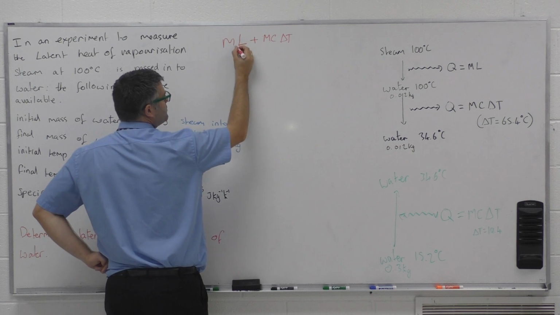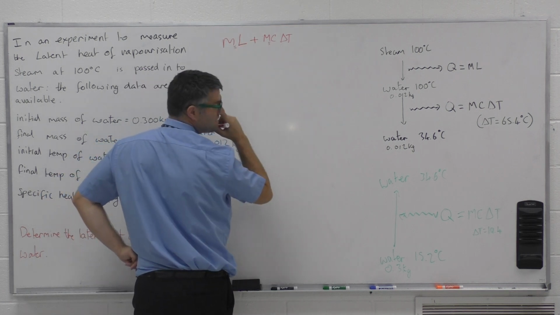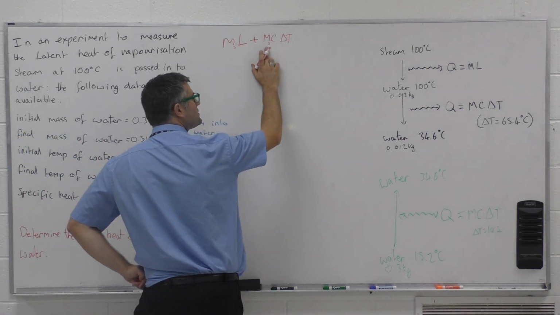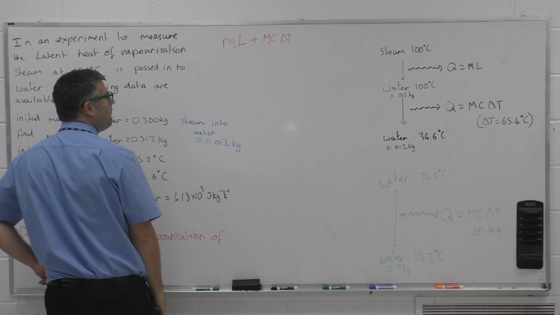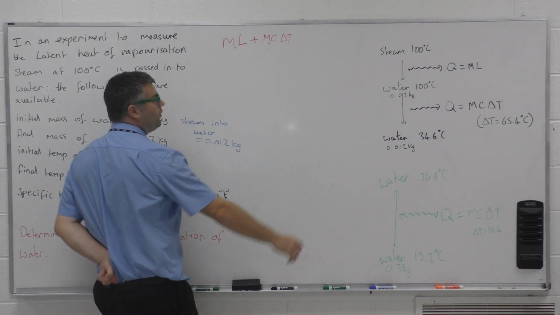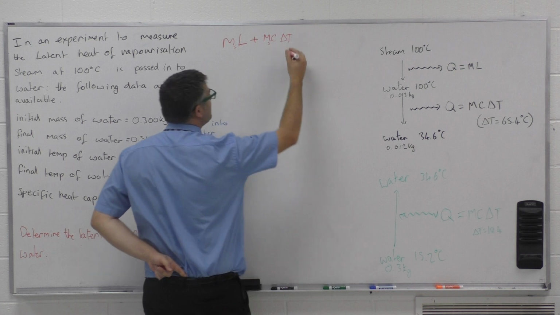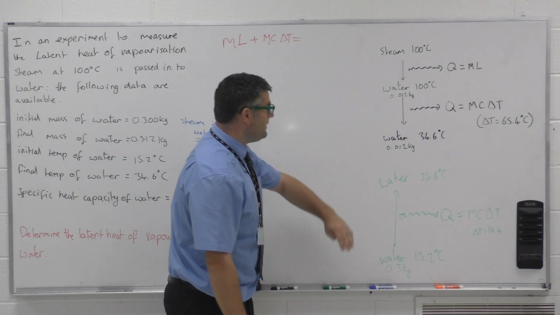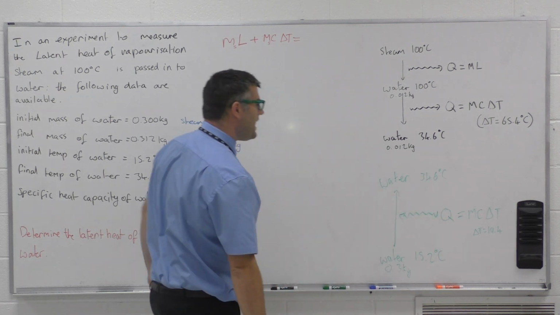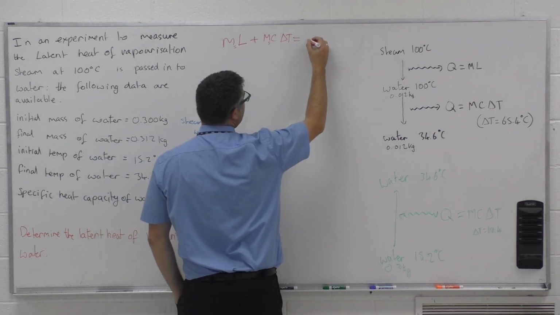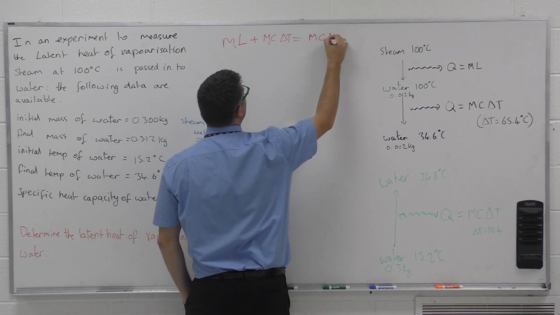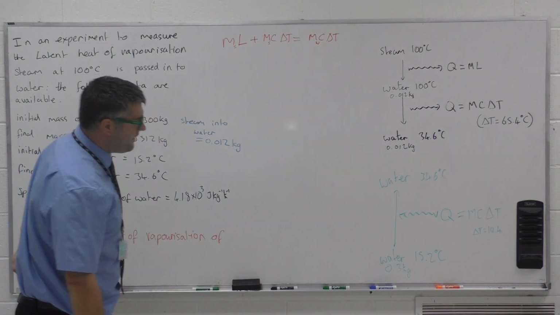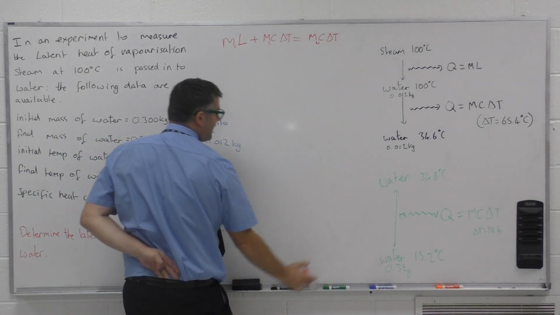from the steam. And so what we'll do is we'll call this MS for the mass of the steam, the original steam. Even though it's in a water phase here, it just allows us to identify what mass we're talking about, the 0.012 kilograms. That is going to equal what goes into the water down here. So what goes into the water down here is just the MC delta T. So MC delta T, which is the mass of the water this time. And that's this water here.